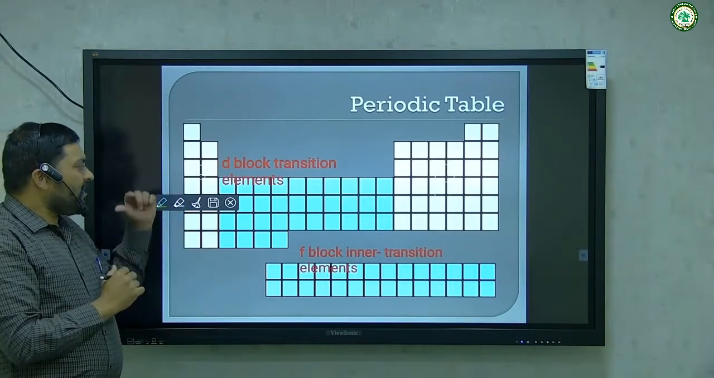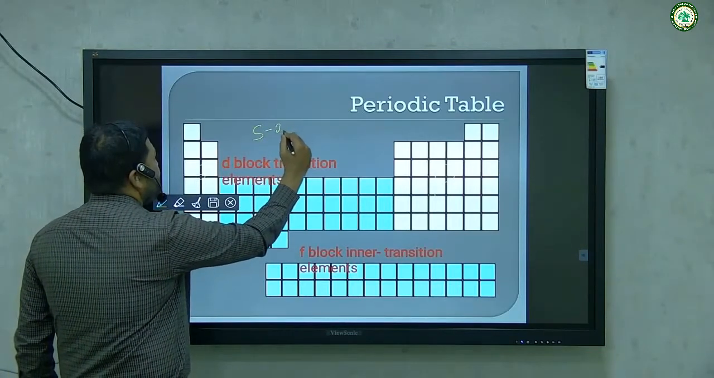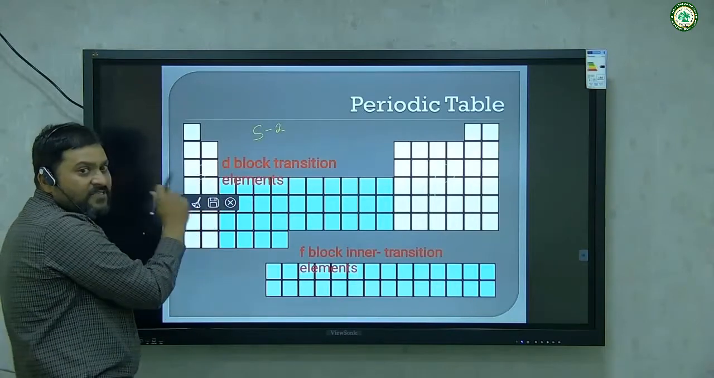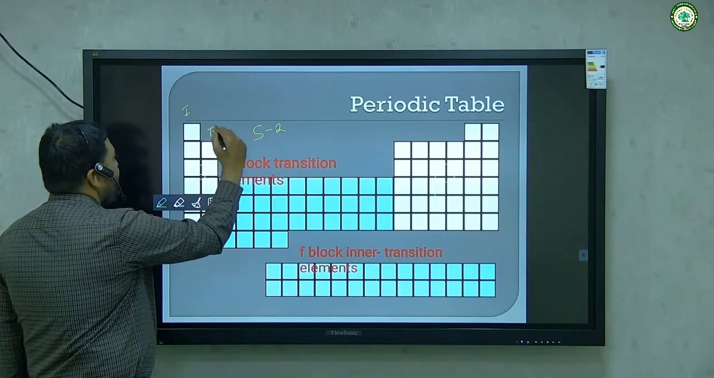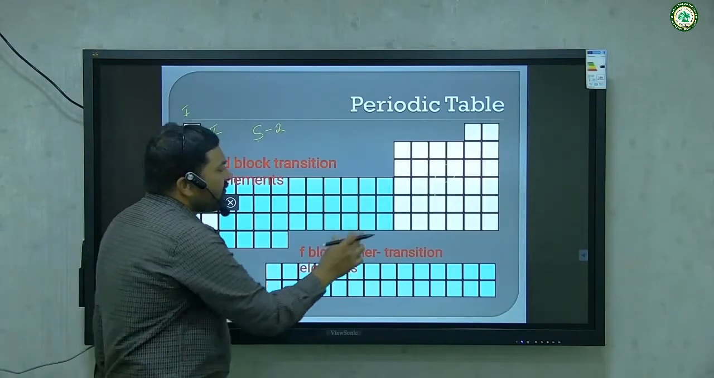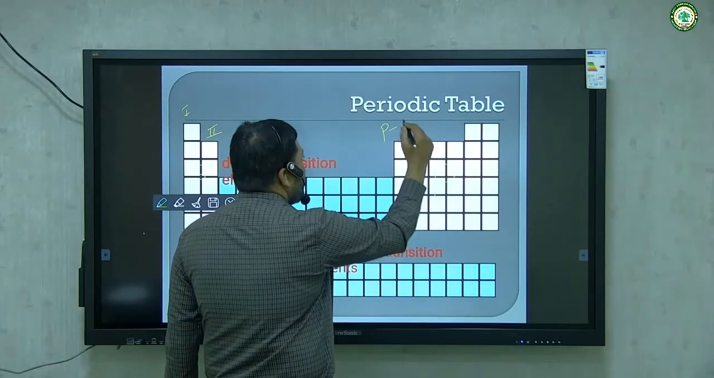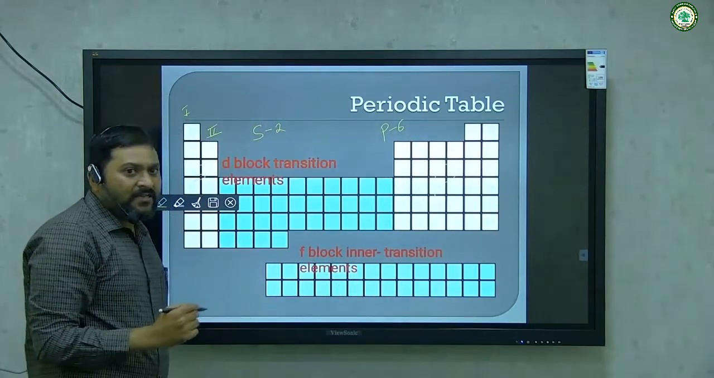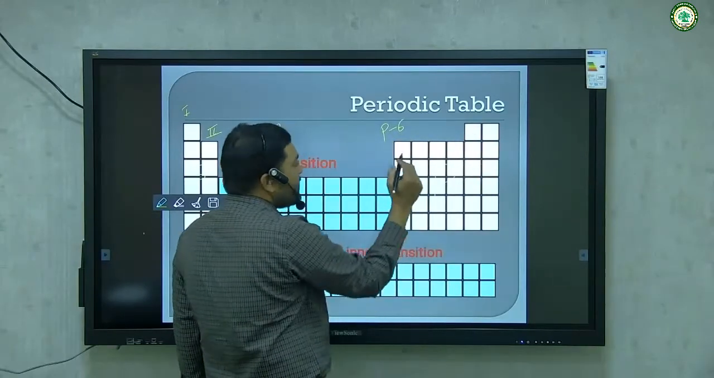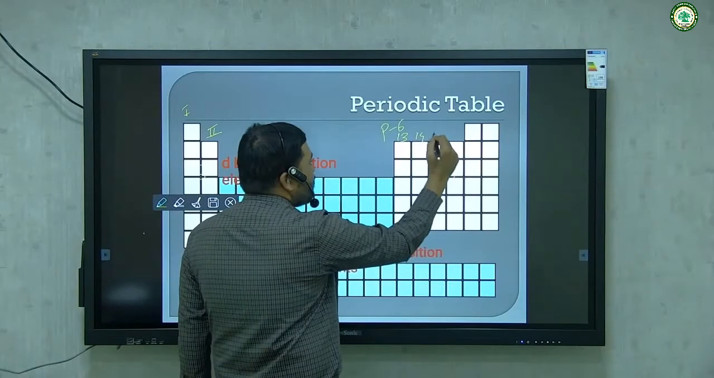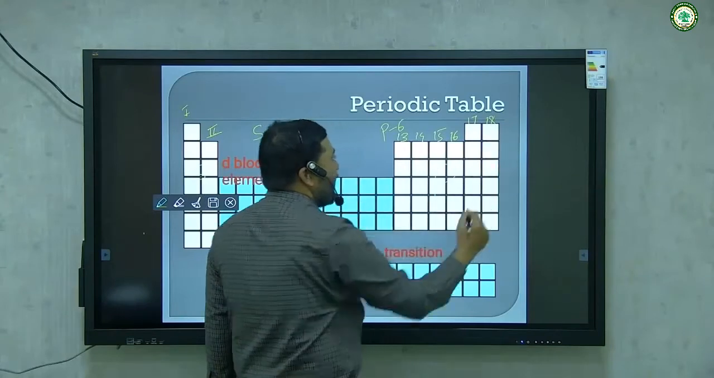Here we know that the capacity of S subshell for filling of electrons is 2, and because of that reason the S block elements are divided into two groups, that is group first and group second. While studying the P block elements, the capacity of P subshell for filling electrons is 6 electrons, and because of that reason these P block elements are divided into 6 groups, that are group 13, group 14, group 15, group 16, group 17 and group 18.